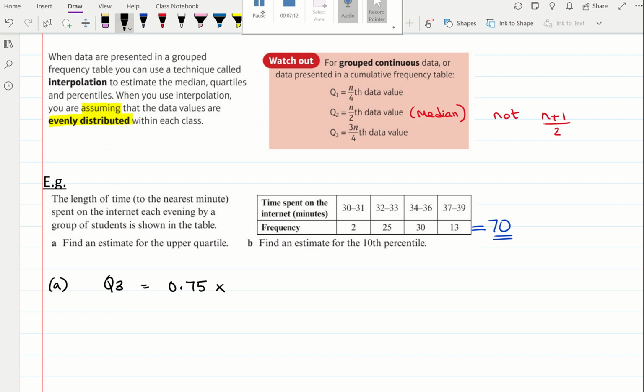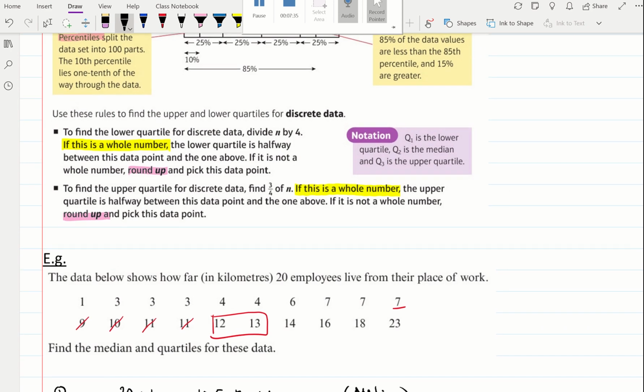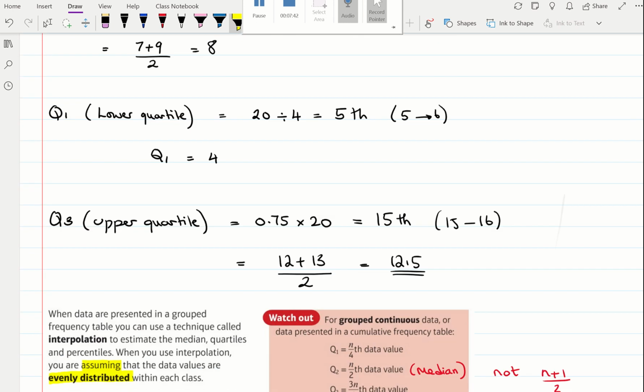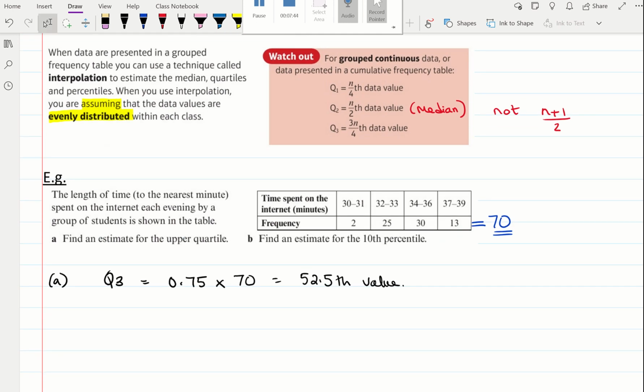So that's 0.75 times 70, which is the 52.5th value. Now, this is not discrete data, so don't round up, don't do anything like that. This was only for discrete data, okay? So data that's in a list or a frequency table, but not a grouped frequency table.